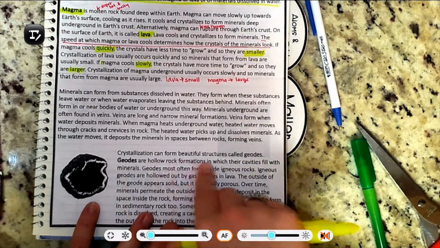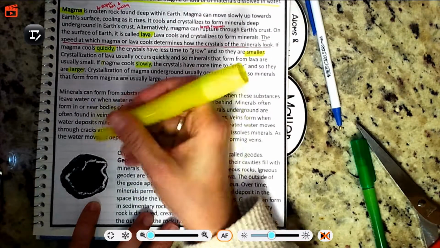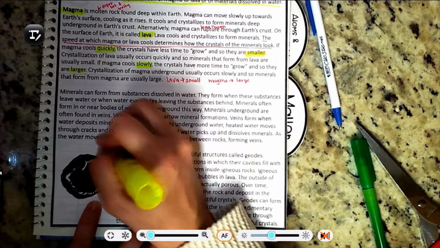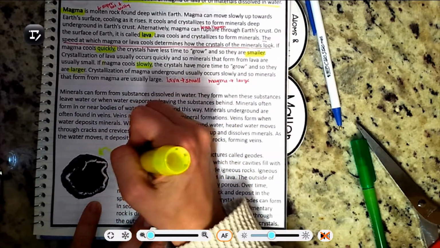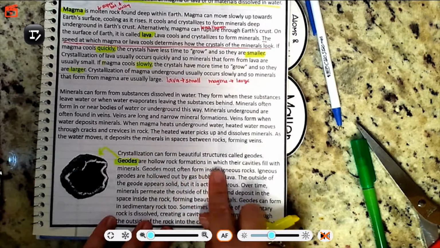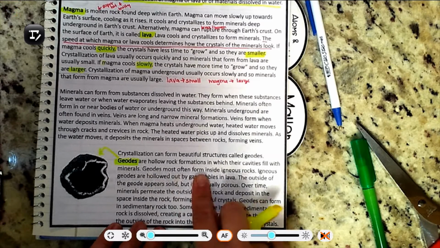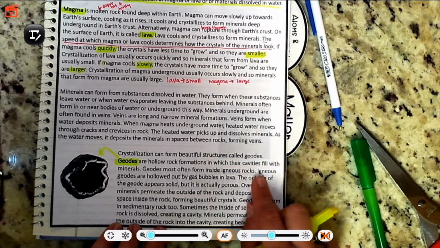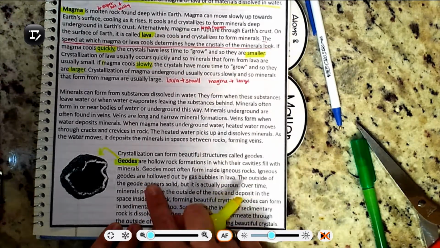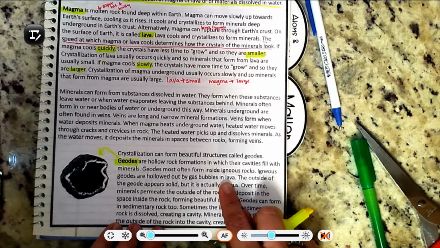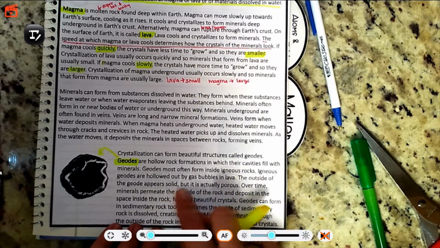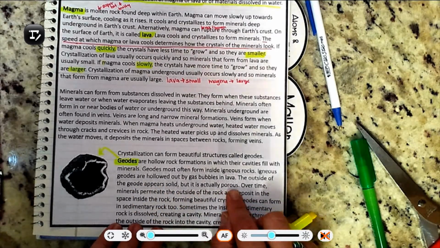It can form beautiful structures called geodes. Geodes, that's this picture, are hollow rock formations in which their cavities fill with minerals. Geodes most often form inside igneous rocks, which we'll get to later. Igneous rocks are hollowed out by gas bubbles in lava. The outside of the geode appears solid, but it's actually very porous.